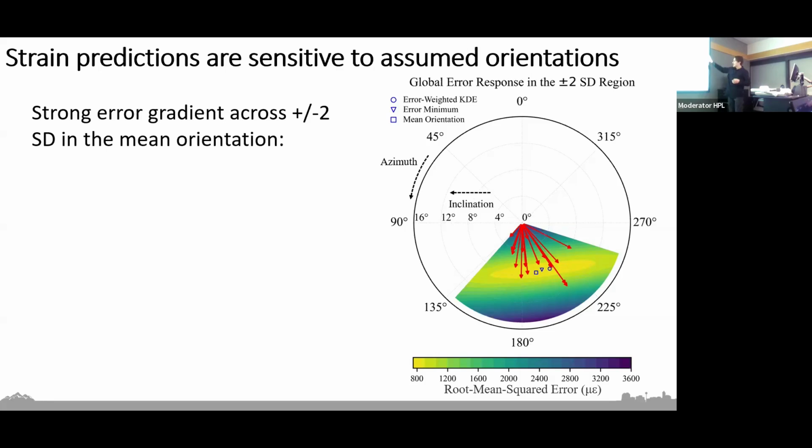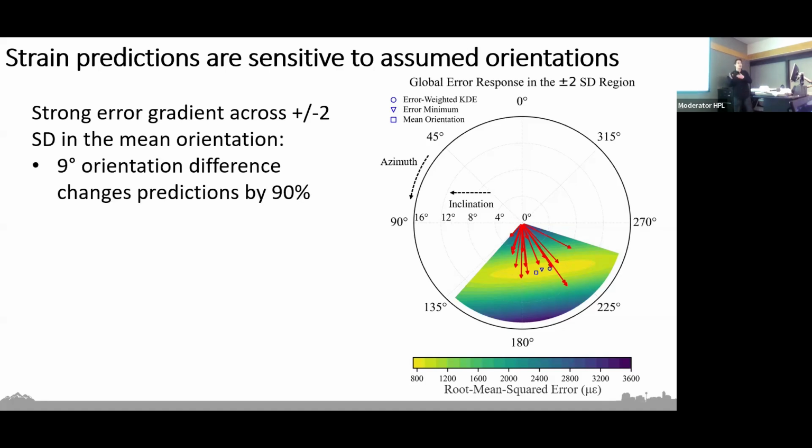And what we do see is there's a very, very strong error gradient across that plus or minus 2 standard deviation bounded region. In fact, we never get below 800 microstrain of error. So it's going to be very challenging to use this. In one case, just from an example of a bone, just changing that orientation by 9 degrees resulted in a difference in predictions by 90%. So it's very, very sensitive. But nevertheless, it still is interesting and useful to compare how these approaches may perform against that individually optimized approach.